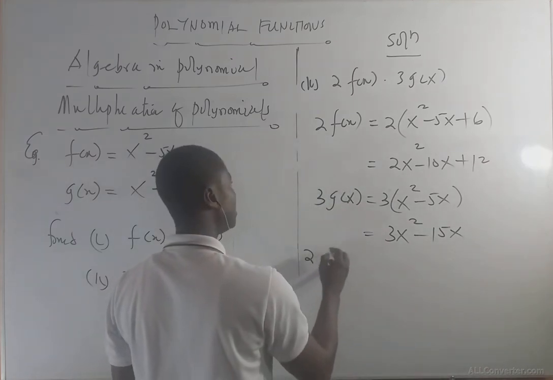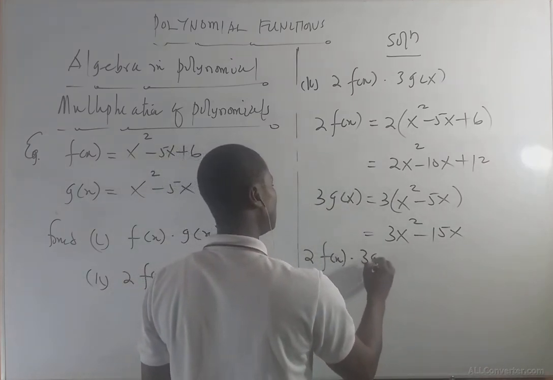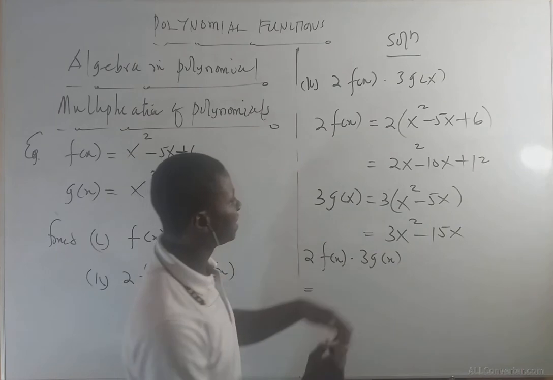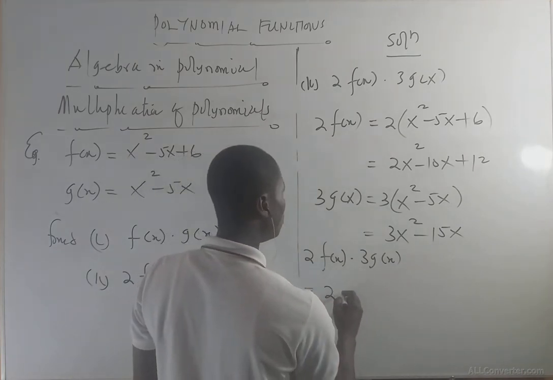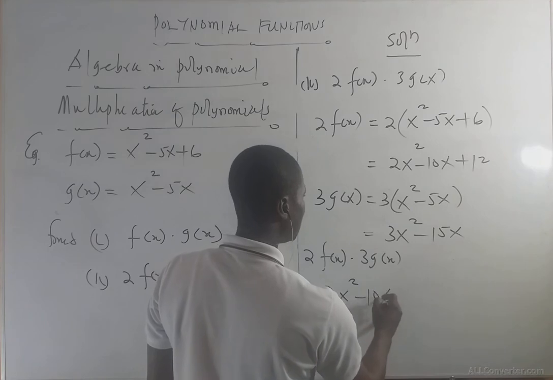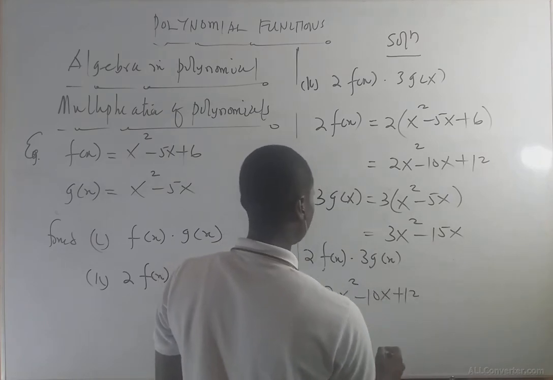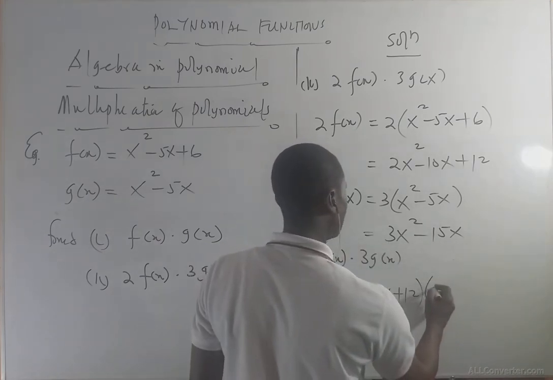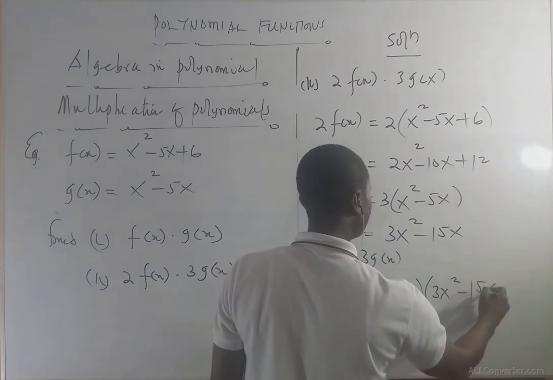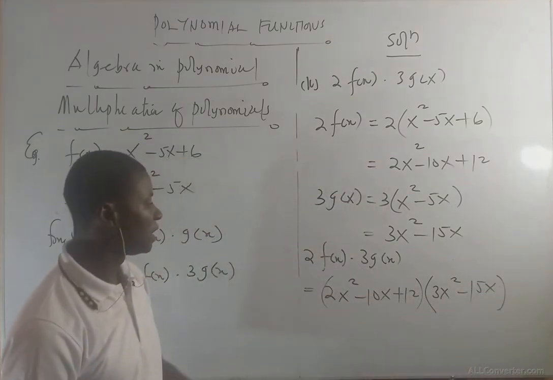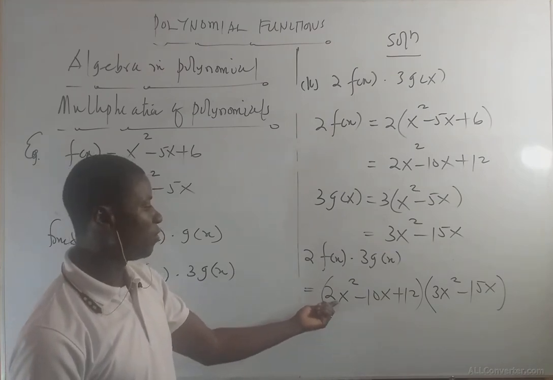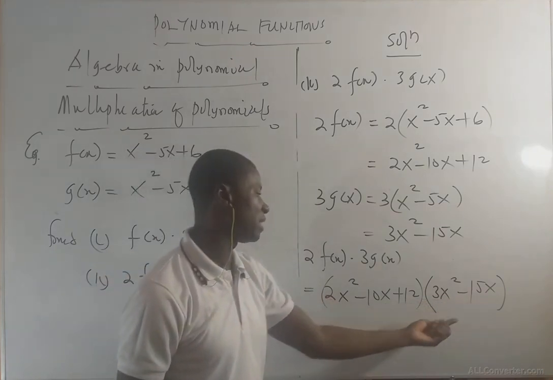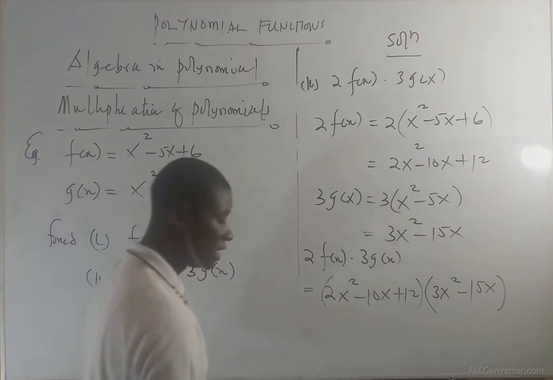And now the question says 2f of x dot 3g of x, and this is equal to, don't forget that 2 times f of x has now given us 2x squared minus 10x plus 12. We are multiplying this by 3g of x, which is 3x squared minus 15x. Now we are going to simplify this expression. So 2x squared will multiply everything in the second bracket. The minus 10x will multiply everything in the second bracket. Then plus 12 will also multiply everything in the second bracket.